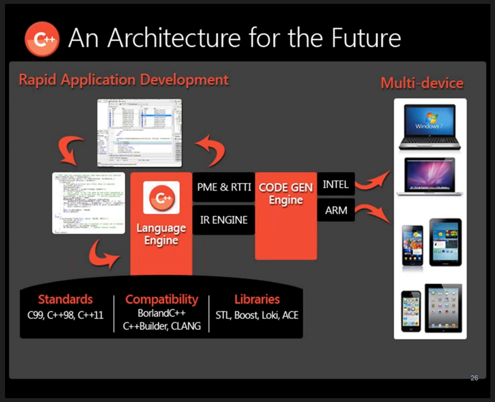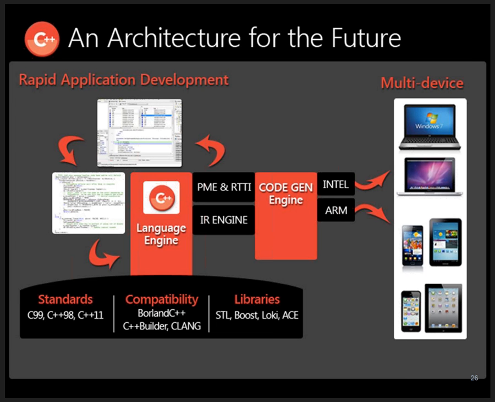And what this means is that we are building technologies that not only help us deliver on the experience that you get today with C++ Builder for using rapid application development and talking to the VCL and FireMonkey application frameworks, but also getting full standards compliance for C++11 and compatibility with Borland C++, C++ Builder, and Clang, and the latest libraries like STL, Boost, Loki and ACE. And we do this by having a new front end that generates and creates these PME extensions that are critical for this type of development environment, and rich RTTI into an IR that then gets put into a new backend.